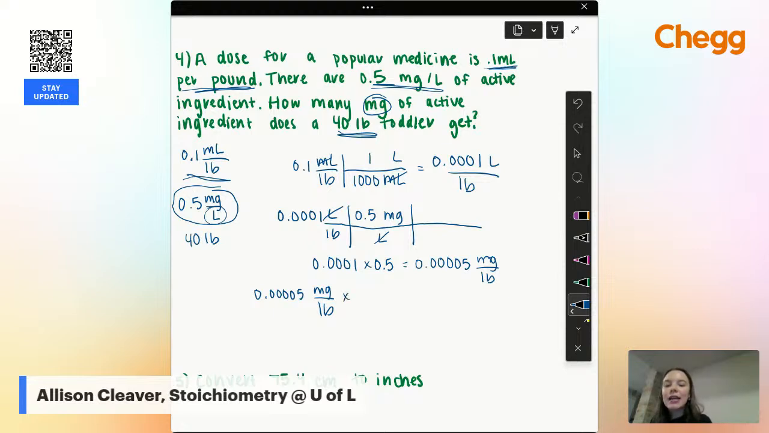So we need to multiply by 40 pounds because what's on the bottom cancels out with what's on the top. So put that in your calculators. Let me know what you all get. Give y'all about 5 seconds, 10 seconds. 3, 2, 1. So we are left with 0.002. Let me rewrite that. That was bad. 0.02 milligrams. That is the final answer. That's how many milligrams of active ingredient the toddler is going to get.